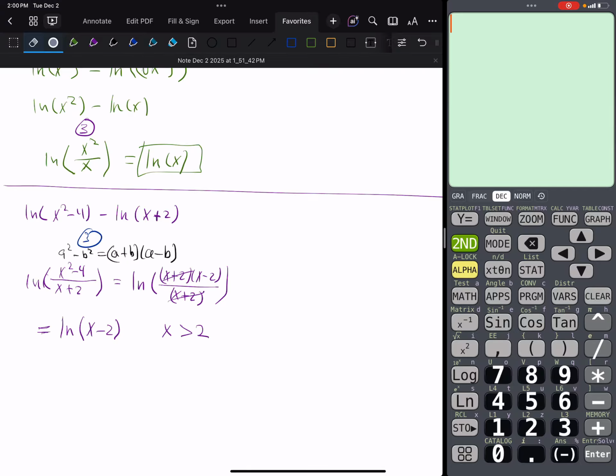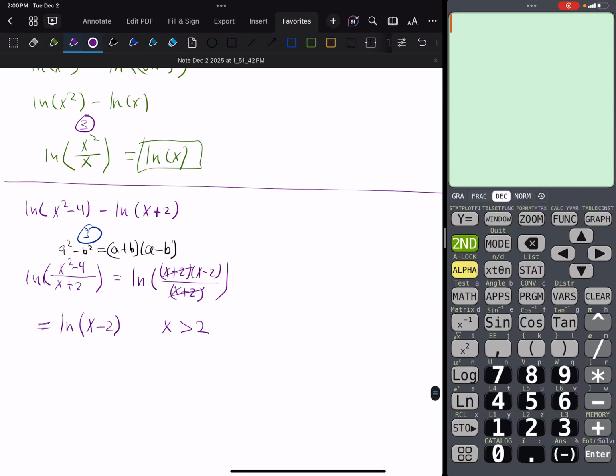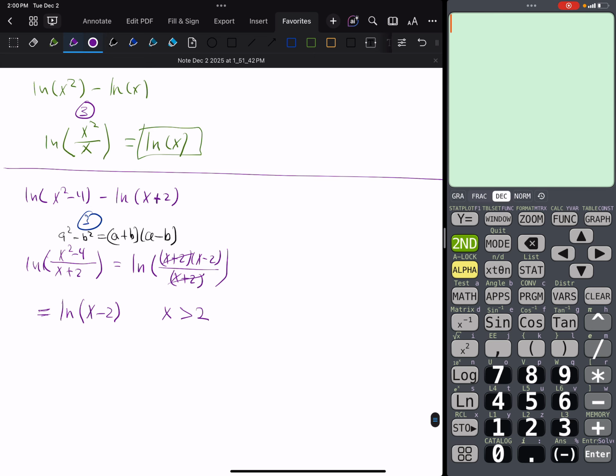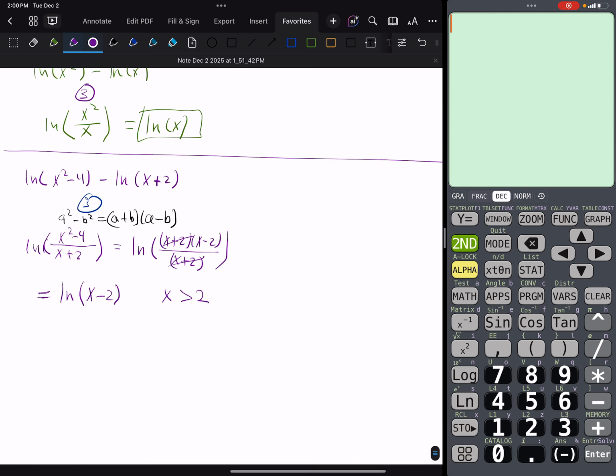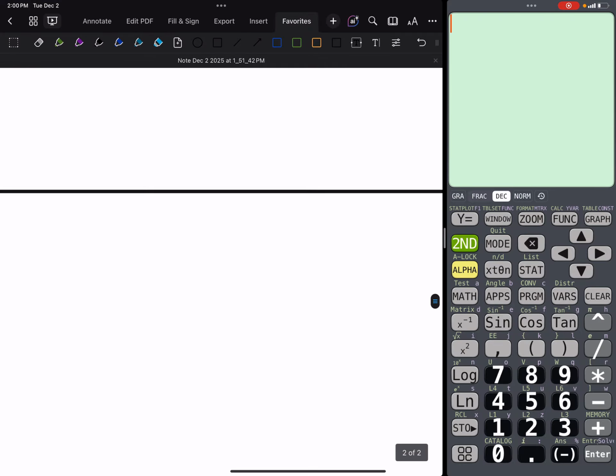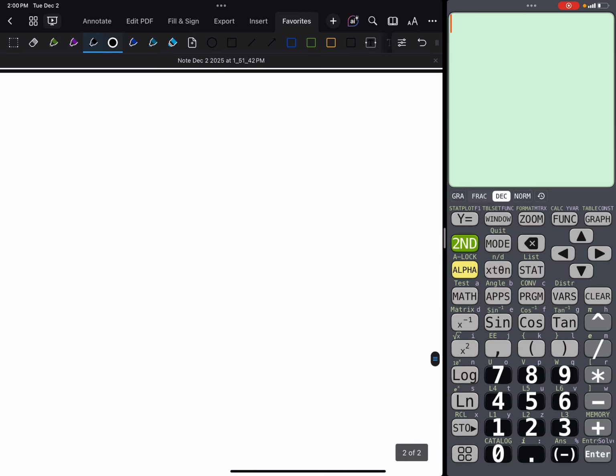Okay. I think that's a pretty good example. Let's take a look at one more. Let's make it just one more, incrementally more complicated example. And so let's take a look at log of x squared minus 5x minus 14 minus log of x squared minus 4.